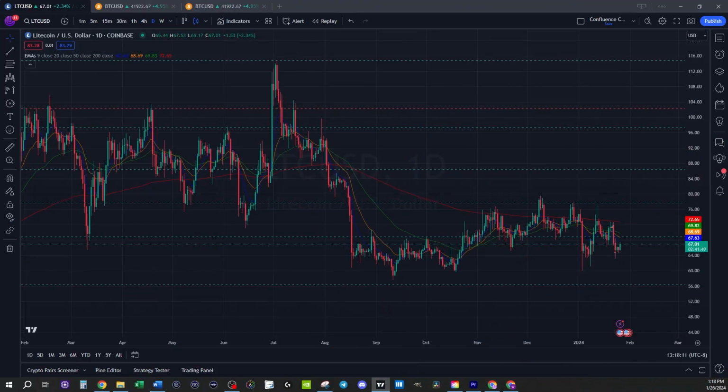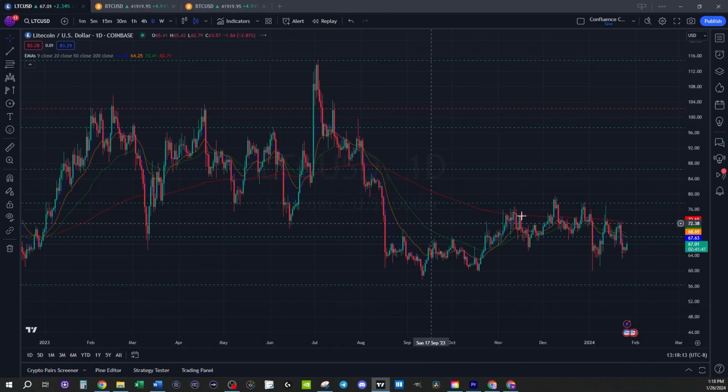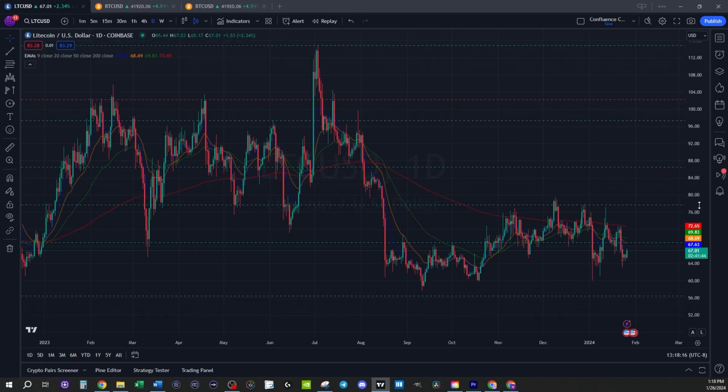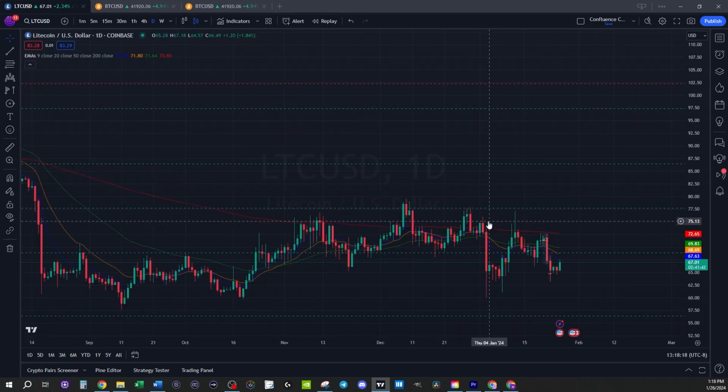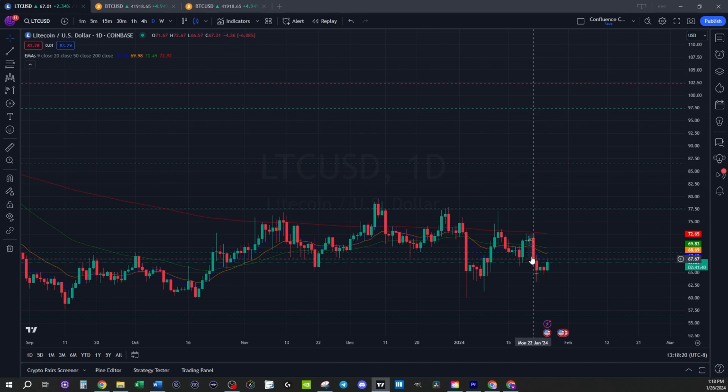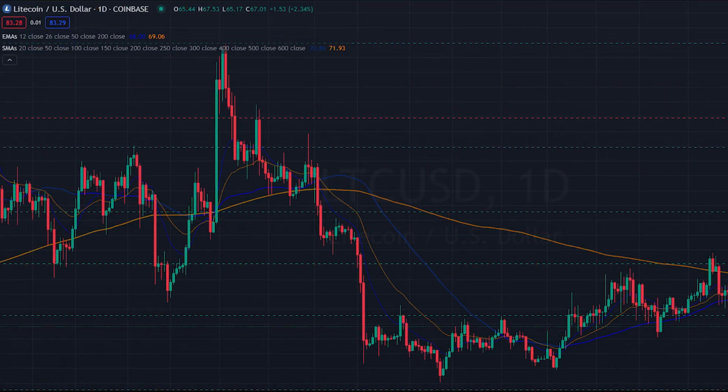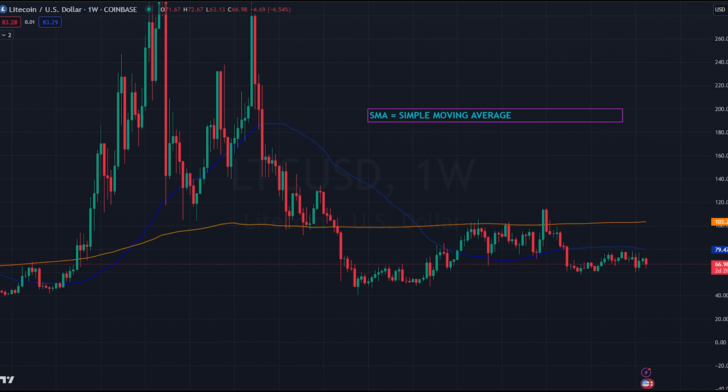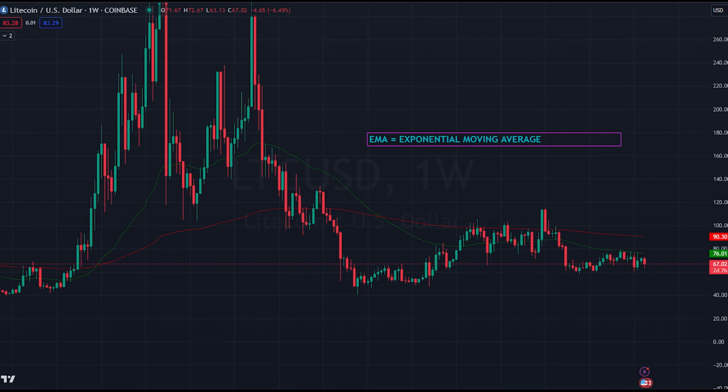Moving averages are one of the most common indicators used in technical analysis. Simply put, they're formed by taking the average price of an asset over a specified period of time and then representing that price as a single line flowing horizontally on a chart. There are two different types of moving averages that we're going to be going over in this video. The first is a simple moving average, or SMA. The next will be the exponential moving average, or the EMA.